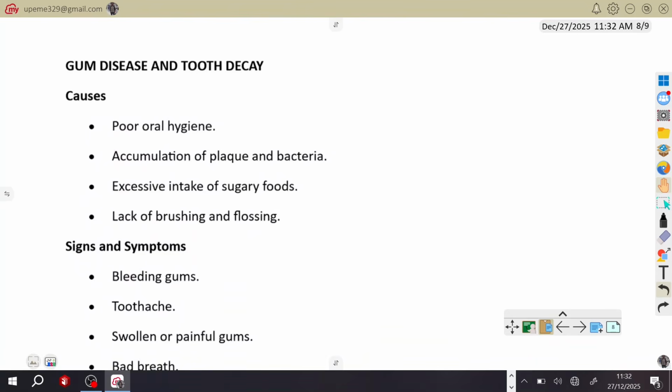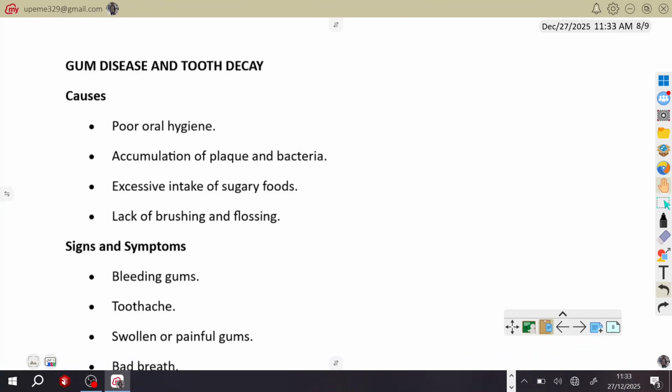As much as we can talk about the nutrition in terms of the dental formulas, structure of the teeth, and the function, one thing that we should also talk about, which goes with this, is gum disease and tooth decay. It's something also related to the teeth. So let's talk about gum disease and tooth decay. Tooth decay is when the teeth are wearing out due to bacteria attacking the teeth, and also to do with gum disease altogether. Now, what are the causes of this?